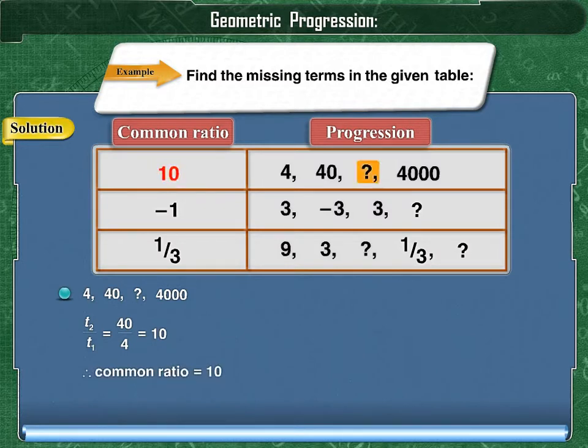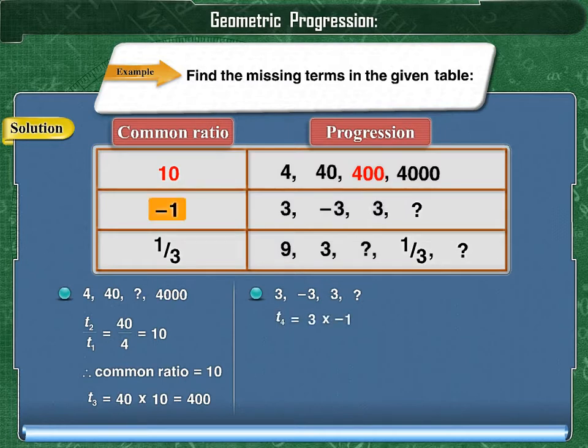What is the third term in this progression? The third term is 40 into 10, that is 400. Now we will consider the progression 3, minus 3, 3 and dash. What is the fourth term of this progression? Since the common ratio is minus 1, the fourth term is 3 into minus 1, that is minus 3.